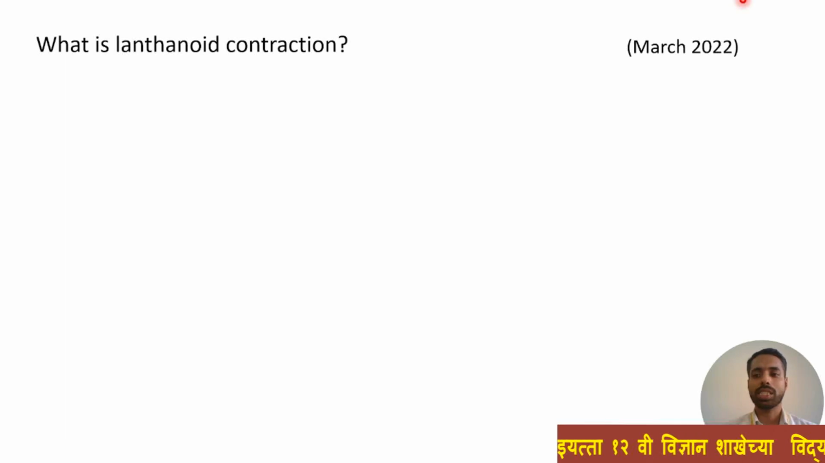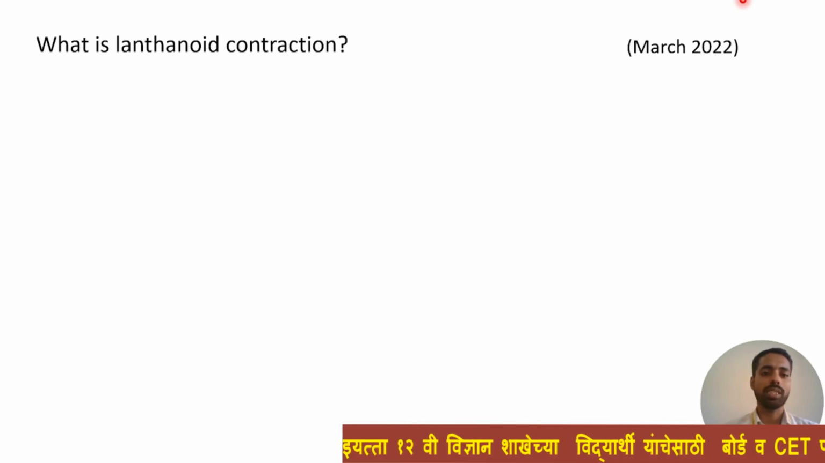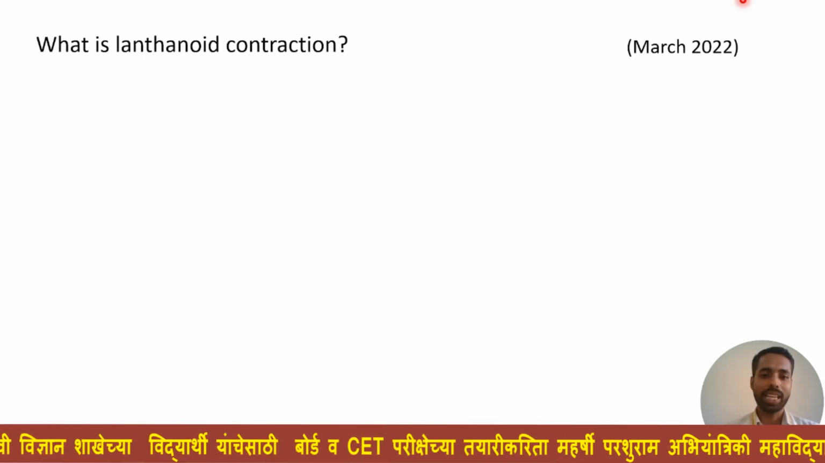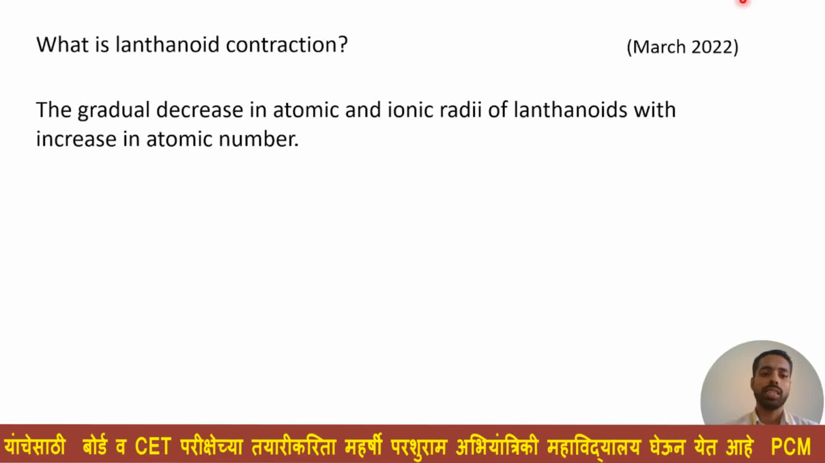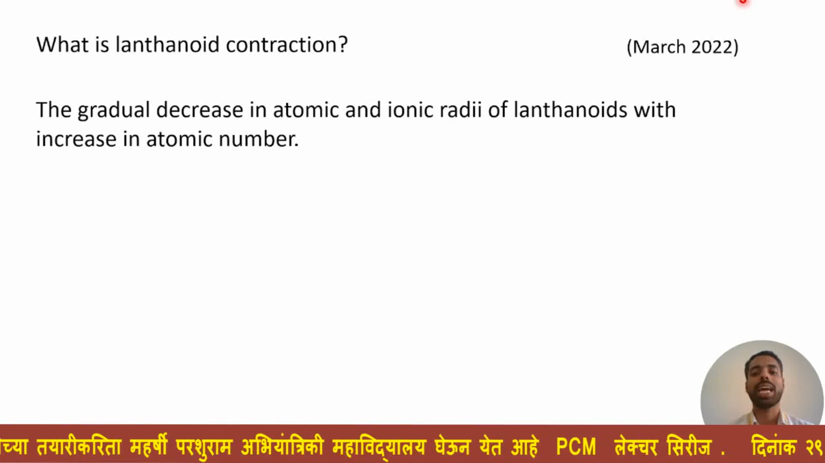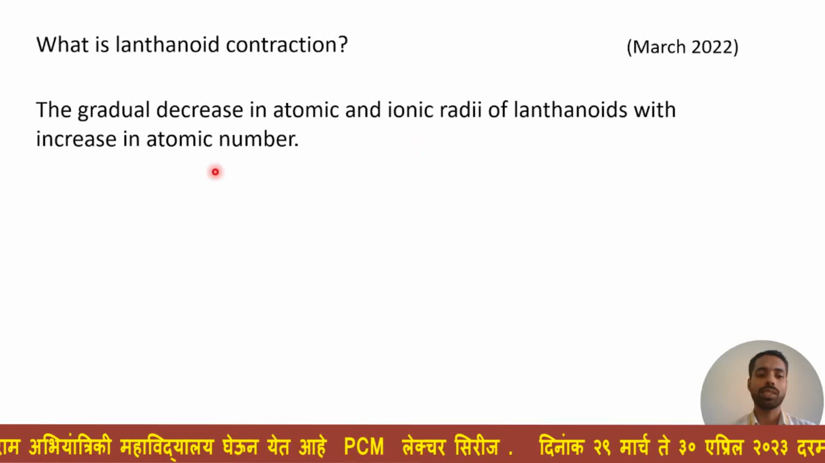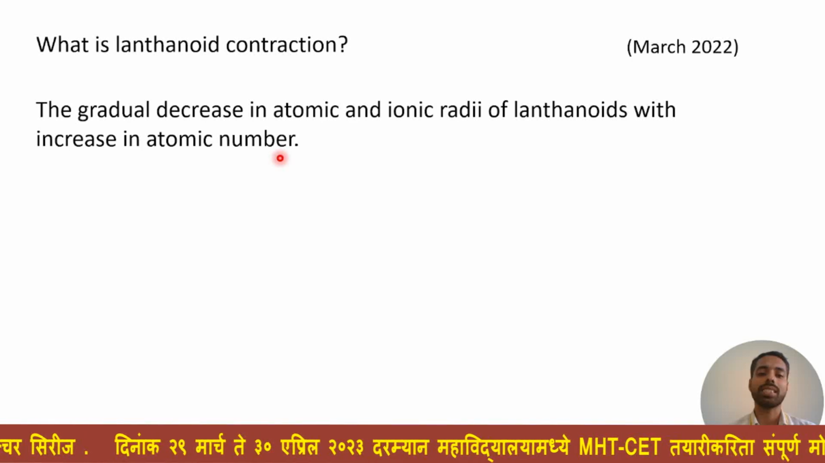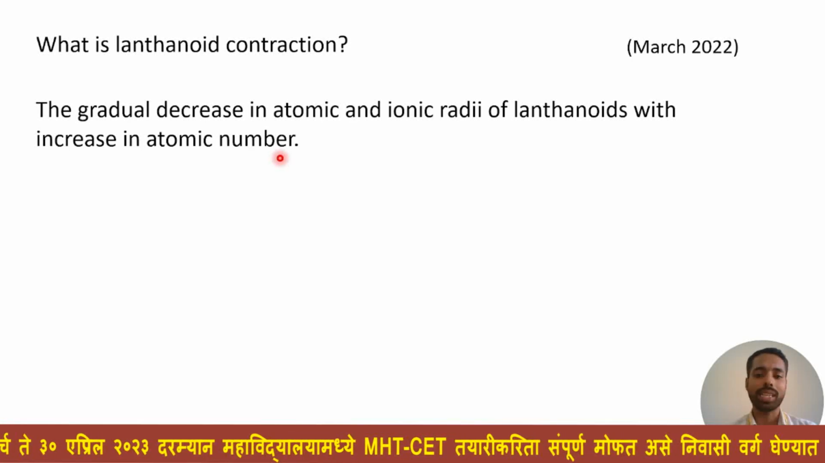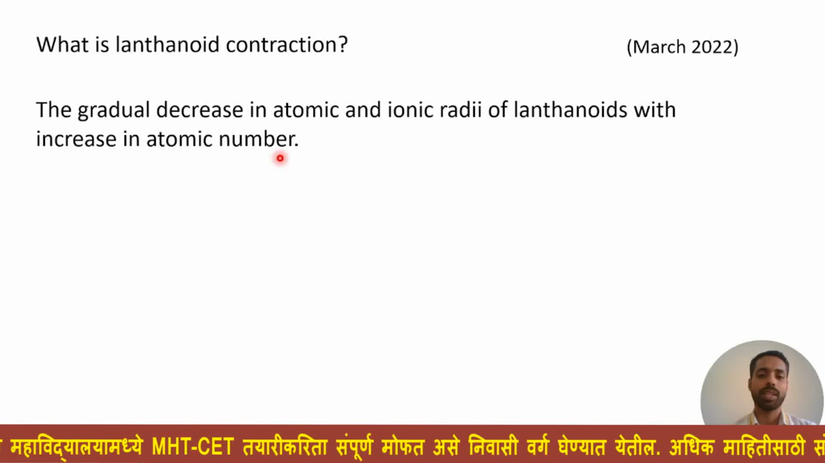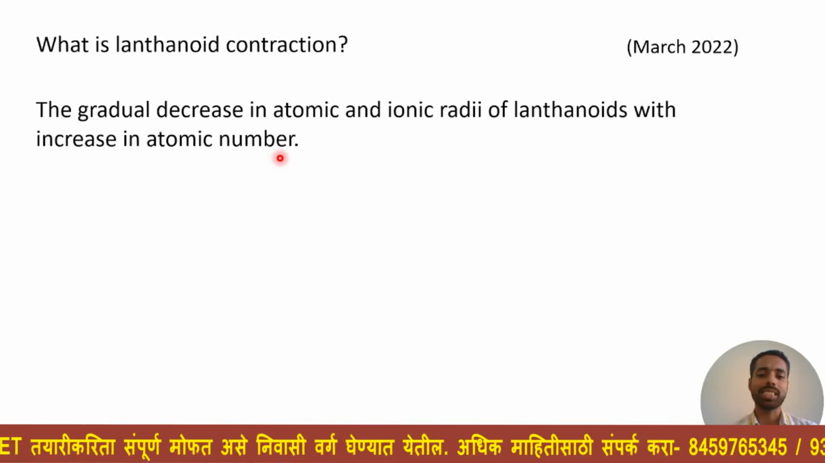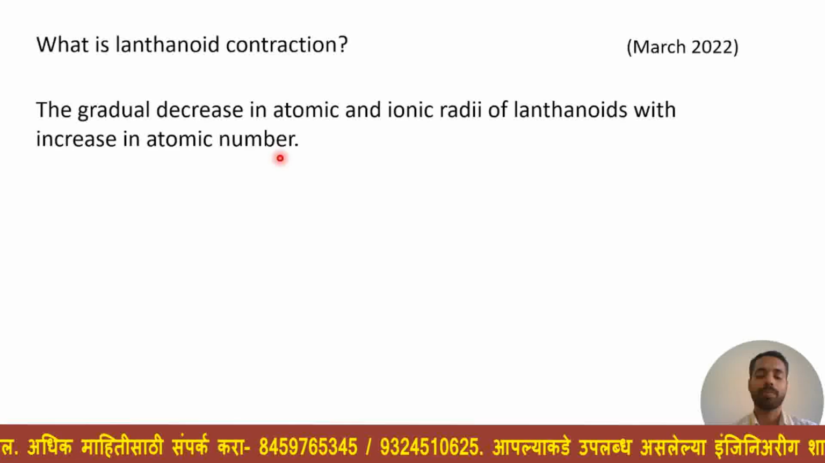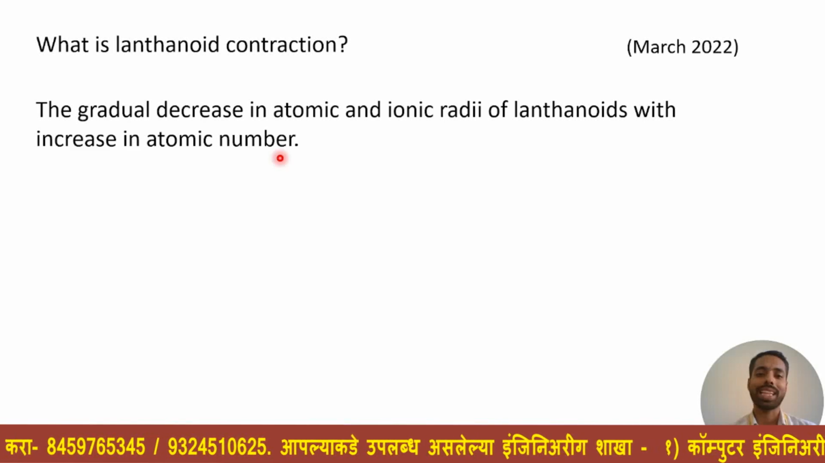This question was asked in March 2022. What is lanthanoid contraction? Lanthanoid contraction is nothing but the gradual decrease in the atomic and ionic radii of lanthanoids with increase in atomic number. What we find in the lanthanoids is, as you go from left to right in the series, atomic number increases but atomic size decreases. This is what we call lanthanoid contraction.